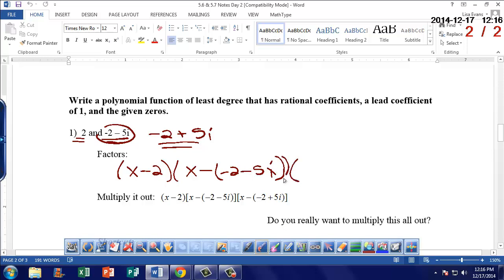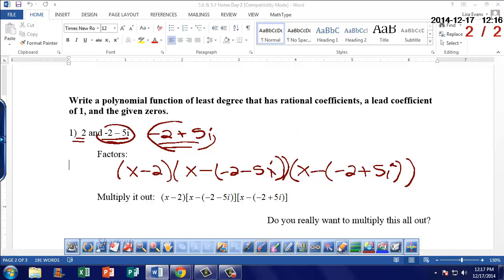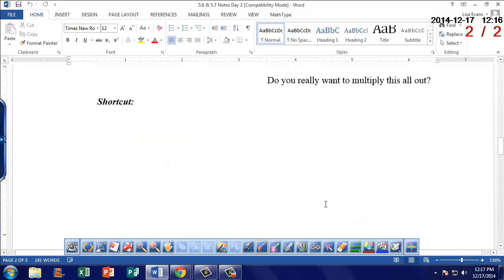And it would be x minus this complex number. I'll show you this one. So we can go ahead and distribute, but look what we're going to have. We're going to have to multiply a binomial times a trinomial times a trinomial. That's really big and messy, and you can do it and you will get the right answer, okay? But there's a shortcut. So let's go ahead and talk about the shortcut.